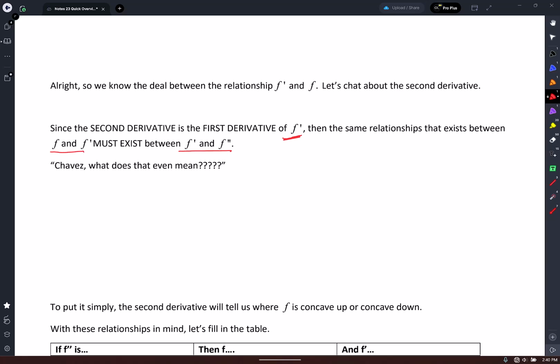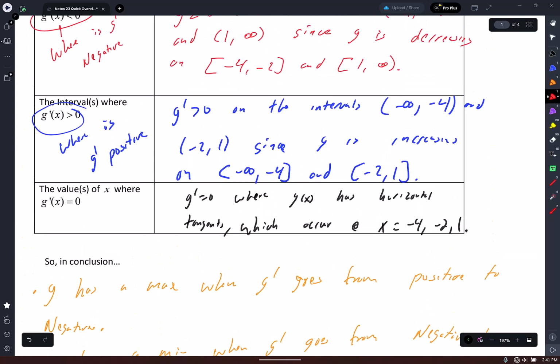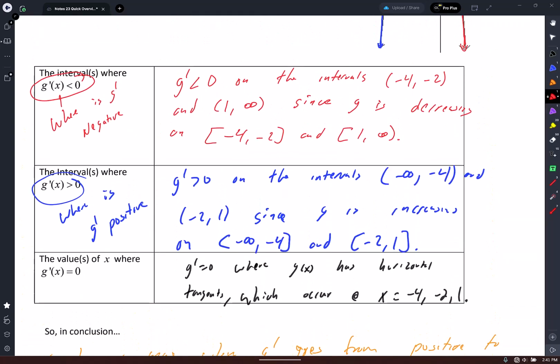This is what I mean, guys. We just did it. If f prime is positive, what does it mean about f? If f prime is positive, then f is increasing. Right here, look. g prime is positive, and g is increasing. You guys see that?